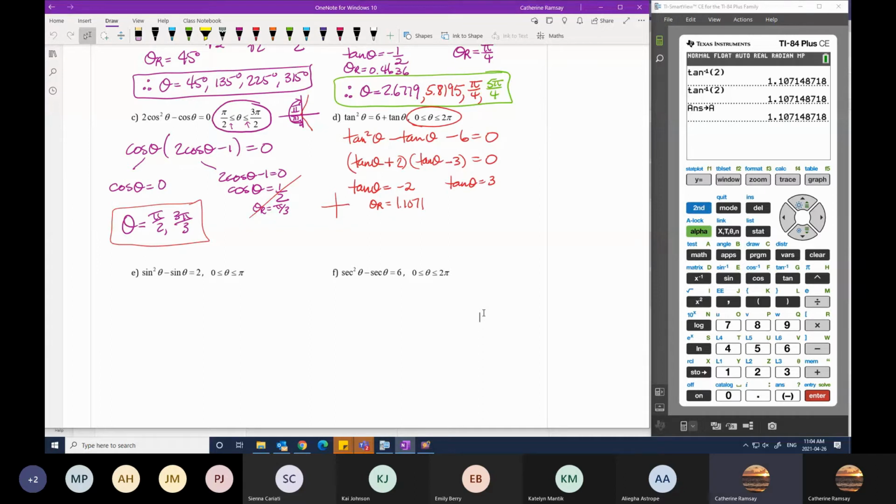Okay. All right. So I took inverse tan 2 to get my reference angle of 1.1071, and I stored it in A. So now, which two quadrants would tan be negative? Anybody? 2 and 4. Yeah, 2 and 4. Very good.